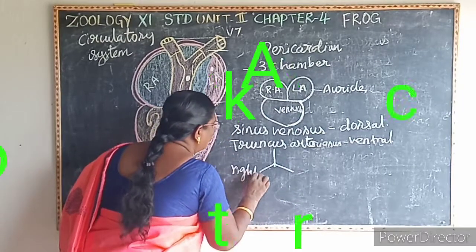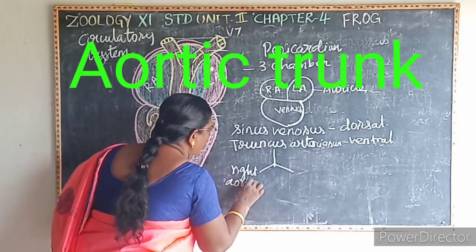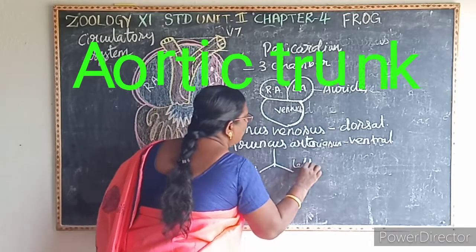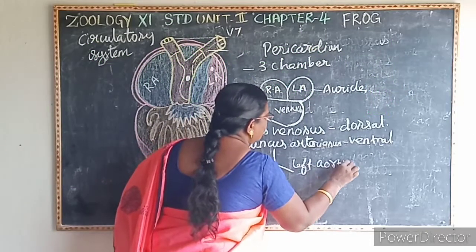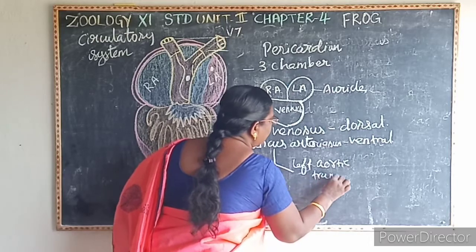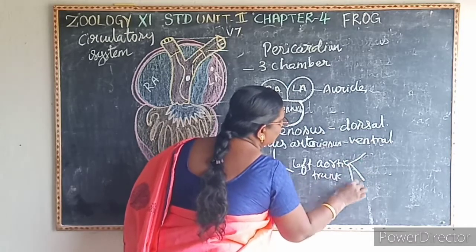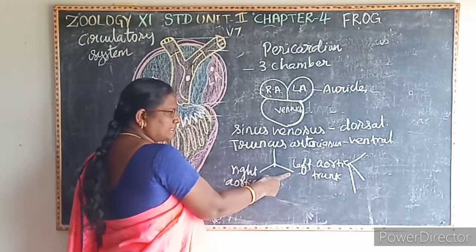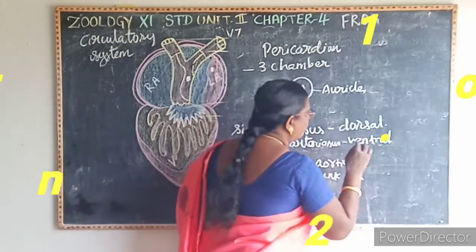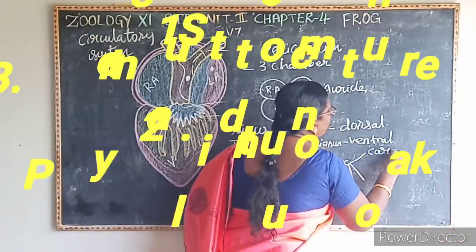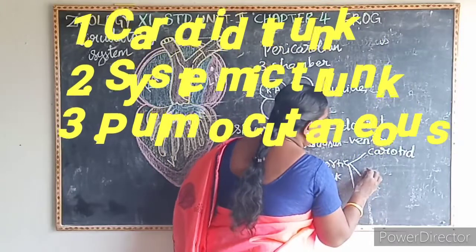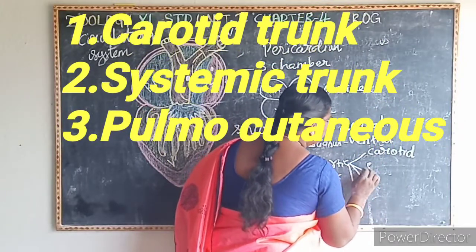The truncus arteriosus divides into right and left aortic trunk. Each aortic trunk is further divided into 3. The first one is the carotid, and the second one is the systemic.